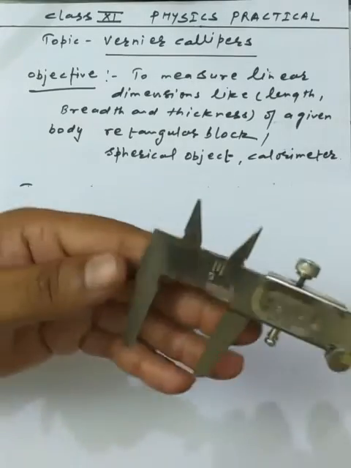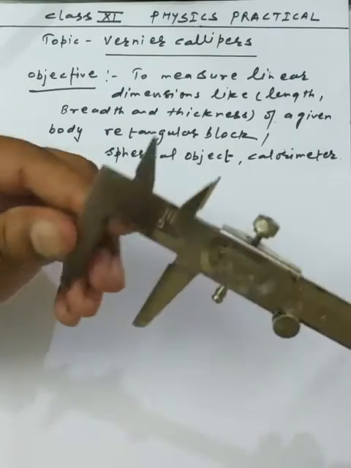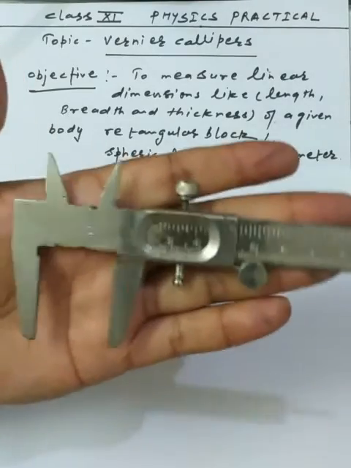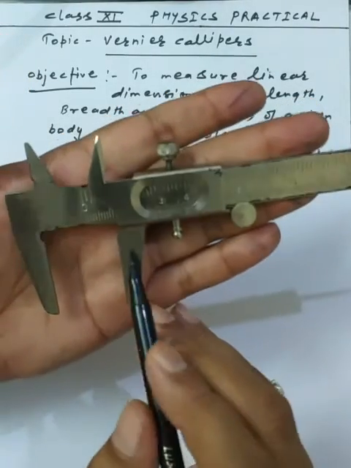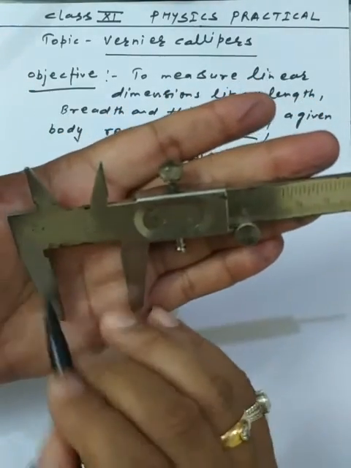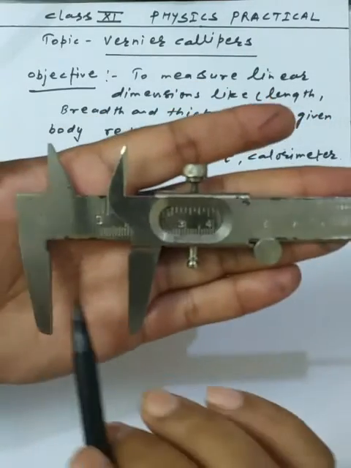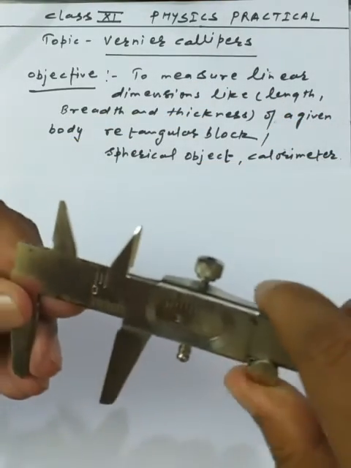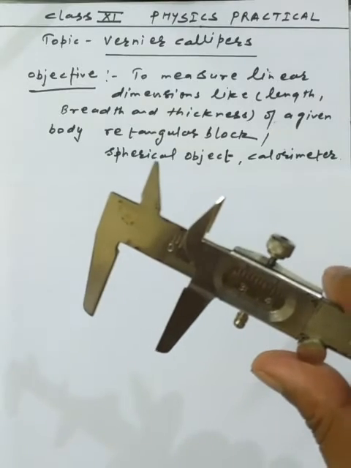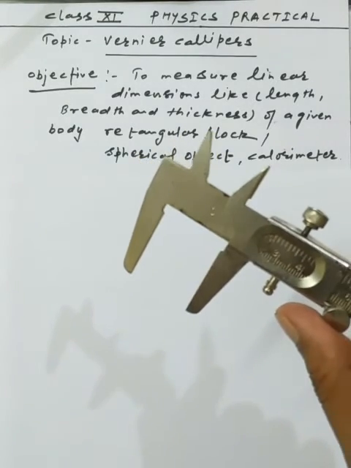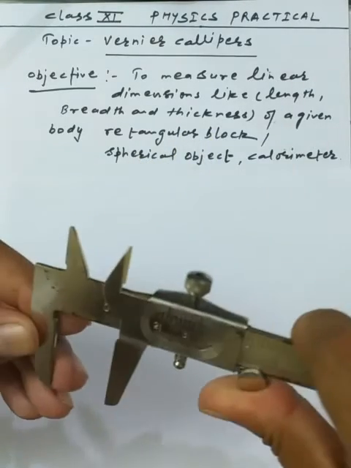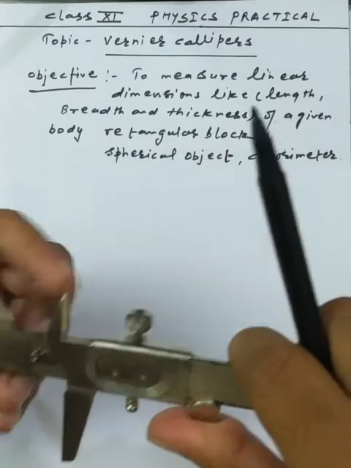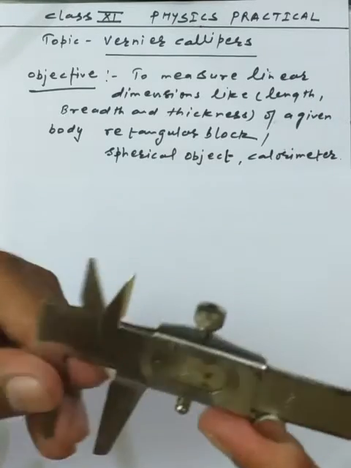What are the important things in it? Generally this is the shape of the vernier calipers. These portions are called the jaws, and these are called the external jaws. With the help of the external jaws, we can measure the external diameter. These are called the internal jaws.